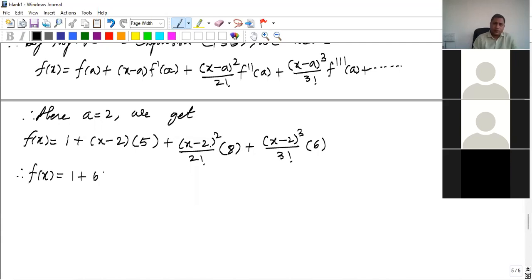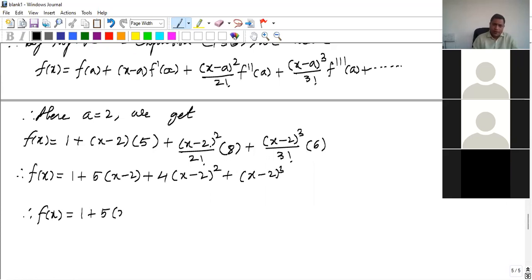So we got 1 plus 5 times (x minus 2) plus, this 2 factorial is going to be 2, so you can write here 4 times (x minus 2) square. And this 3 factorial is going to be 6, so we can write directly, this is (x minus 2) cube. So we got here the Taylor series expansion of the given function about x is equal to 2 is 1 plus 5 times (x minus 2) plus 4 times (x minus 2) square plus (x minus 2) cube.